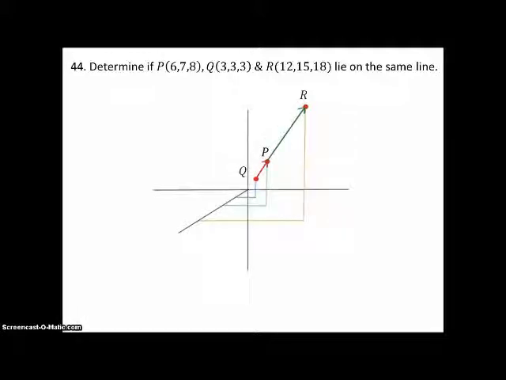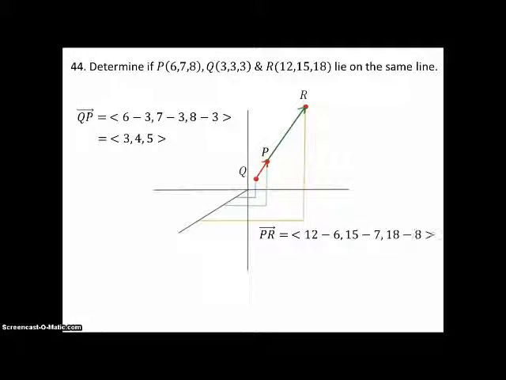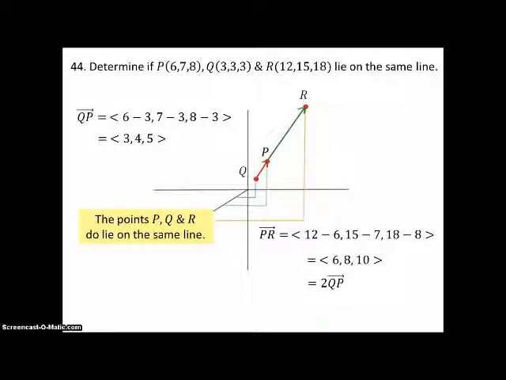Well, if they're on the same line, then these two vectors, QP, the vector from Q to P, and the vector from P to R, if in fact those 3 points are on the same line, then those two vectors should be parallel, should be in the same direction. So let's compute QP using head minus tail, and then let's compute PR using head minus tail, using those 2 points. And sure enough, pretty obviously, PR is twice QP, and therefore these vectors are parallel, and the points P, Q, and R do lie on the same line.